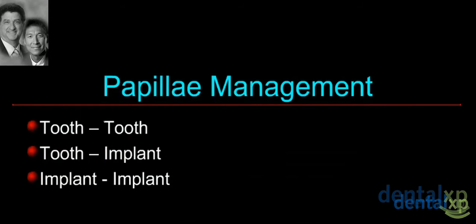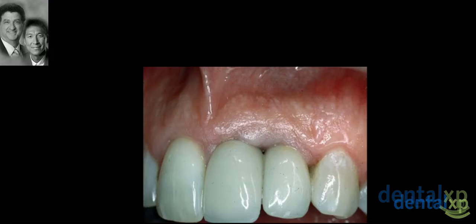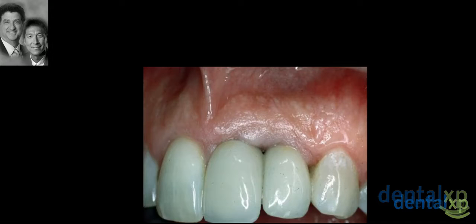So what about implant to implant? That brings us to the topic today. Now this was about 20-some odd years ago, before Garber and Salama did their work, when we had no idea of what we were doing. We just started doing implants next to each other. And here you see a central and lateral with the papilla short.